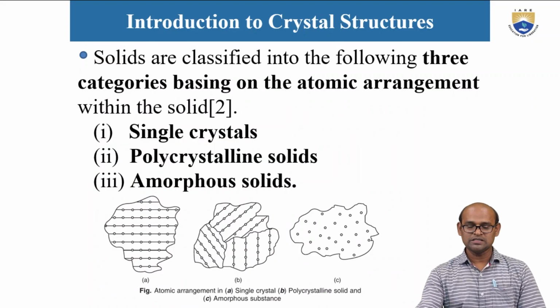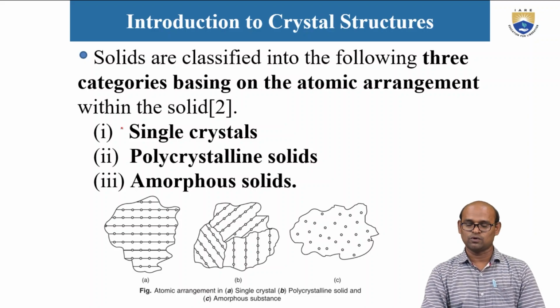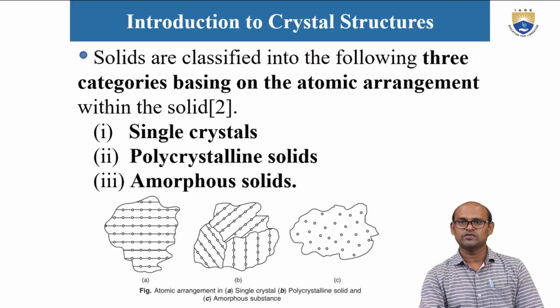So solids are classified into categories based on the atomic arrangement within the solids. We have said that there are only two types of solids.